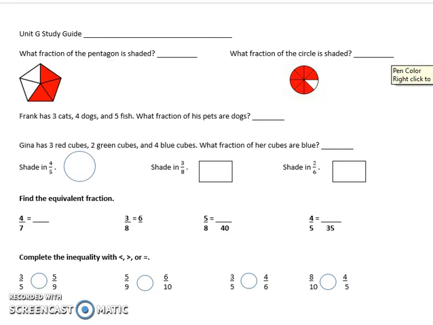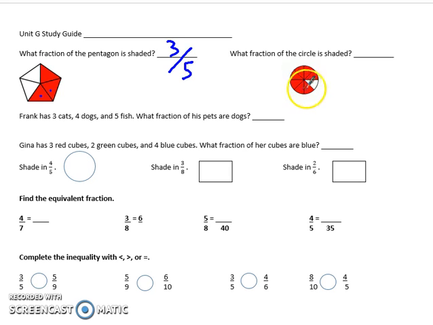Here's the answers to the Unit G study guide. What fraction of the pentagon is shaded? So I'm going to count the red pieces. I got 1, 2, 3. 3 out of 1, 2, 3, 4, 5. 5 in all. The denominator is always the number in all.